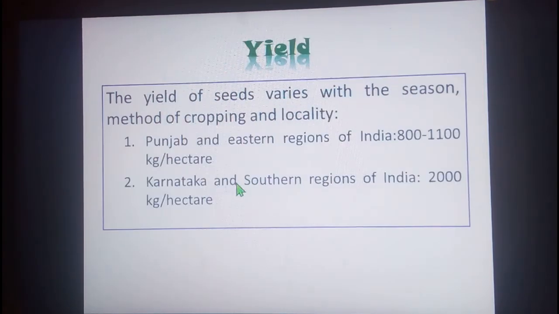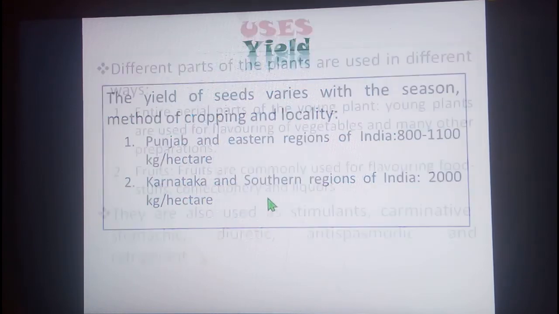Now coming to the yield, seed yield varies with the season, method of cropping and locality. For example, here you see that in Punjab and other northern regions of India, the yield is about 800 to 1100 kg per hectare, whereas in southern regions such as Karnataka, the yield is quite high, that is 2000 kg per hectare.